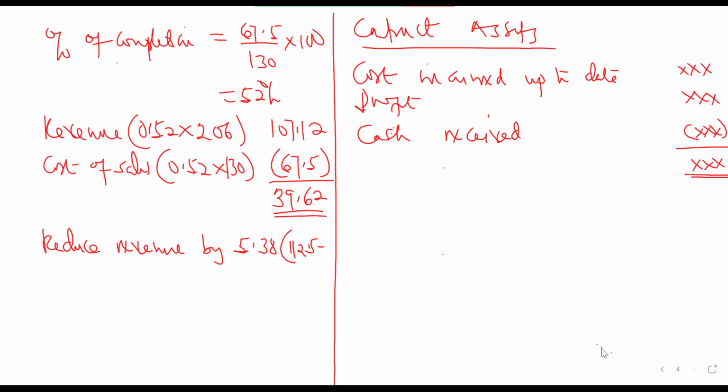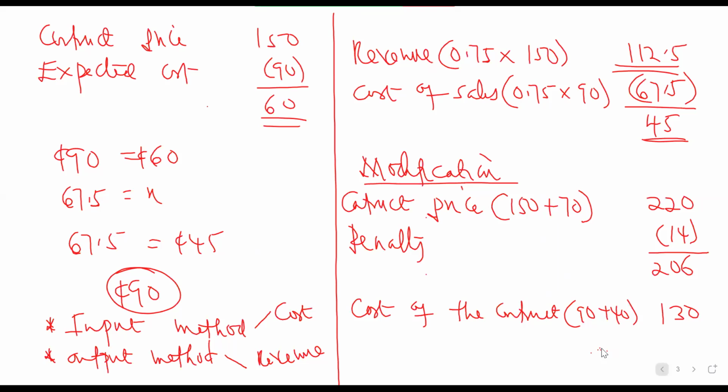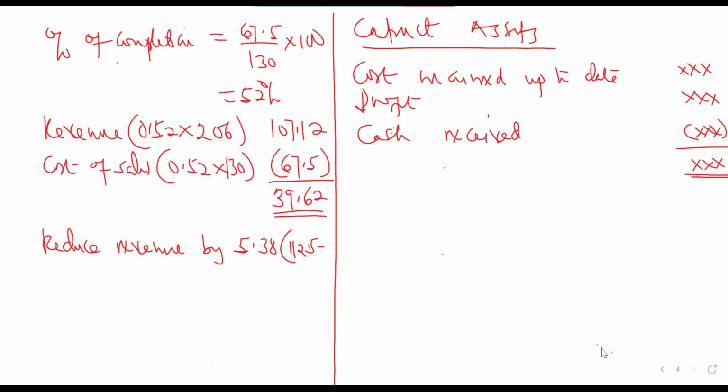How do we calculate the profit? The profit can be calculated as 206 minus 130. So 206 minus 130 is the total profit, but I've done only 52%. So you multiply 52% by the profit, and you can get the same value as doing it like this.